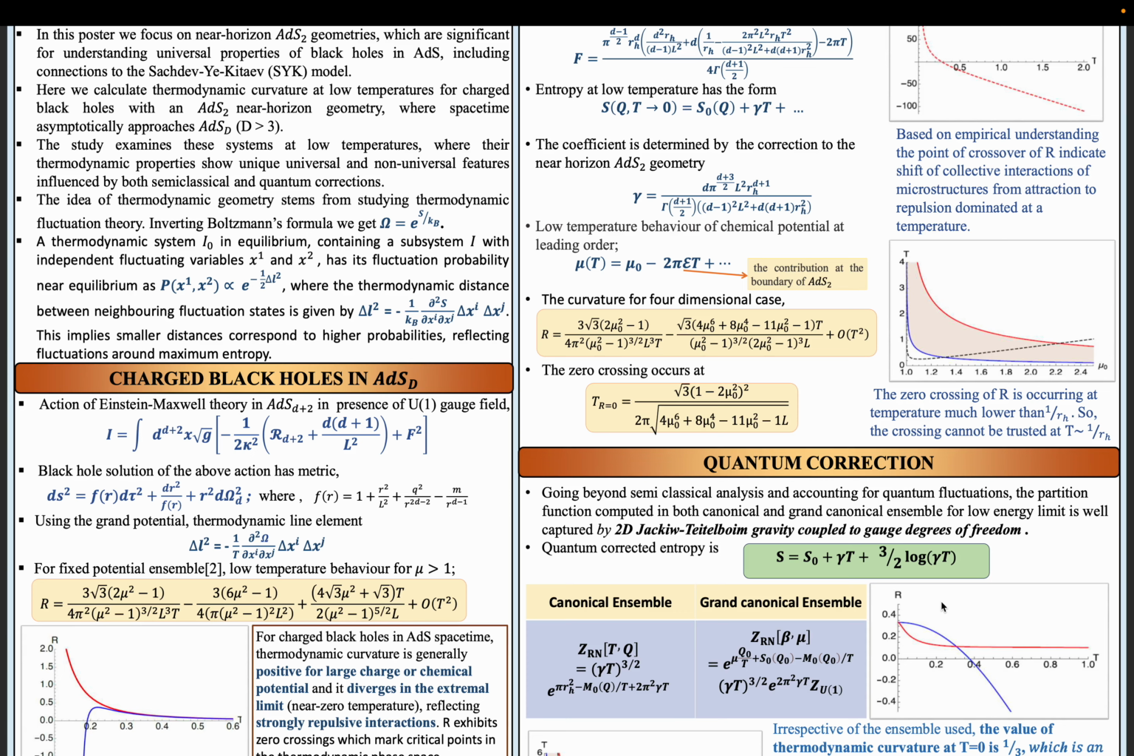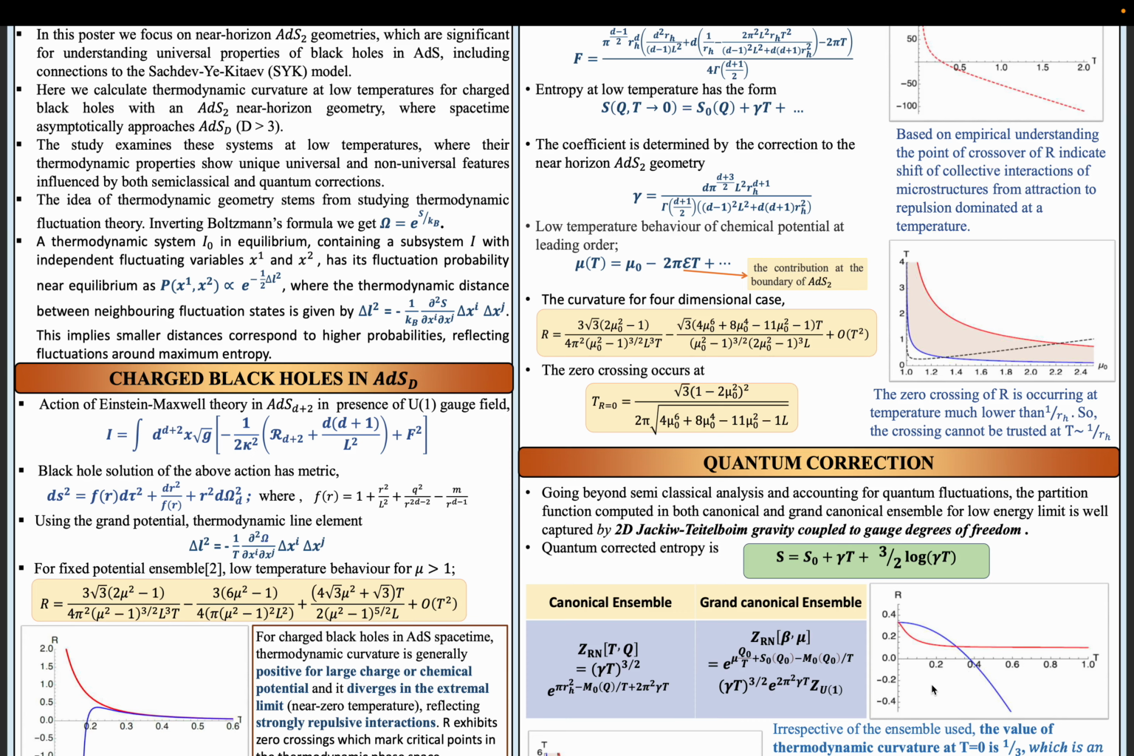The entropy gets corrected further by a logarithmic term like this. And if we repeat the computation, we see that the curvature does not change much, but in both canonical and grand canonical ensemble, it saturates at a value instead of diverging. So there is a crossover in the grand canonical ensemble, but there is no crossover in the canonical ensemble. This red curve is for the canonical ensemble and this blue curve is for the grand canonical ensemble.